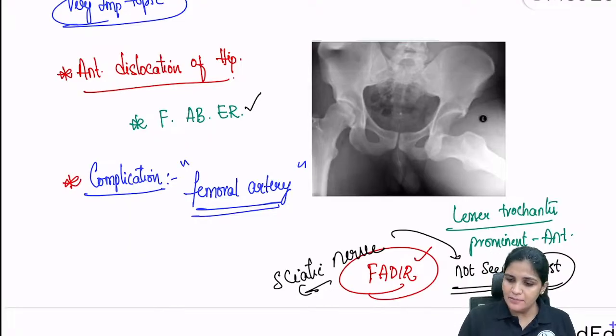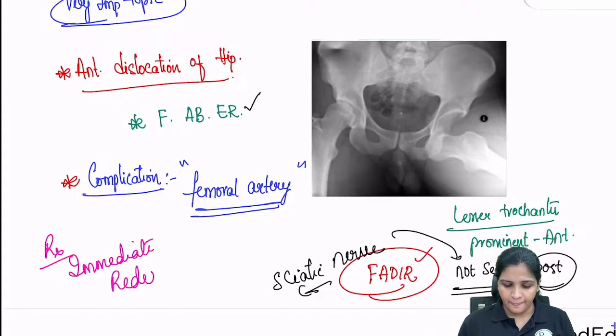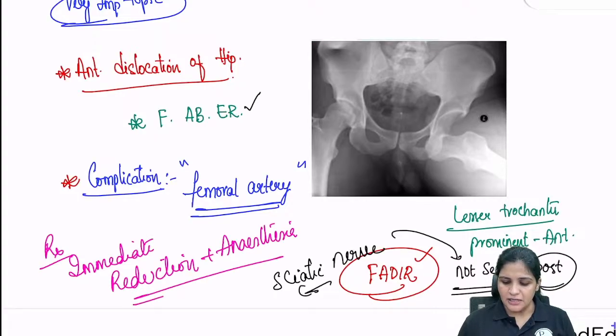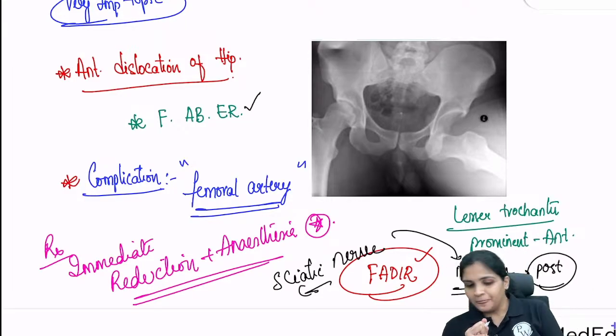Very important. What is the immediate thing you do for this? You have to always immediately do reduction, and this reduction is done under anesthesia. So reduction under anesthesia is the treatment for any dislocation, either anterior or posterior.